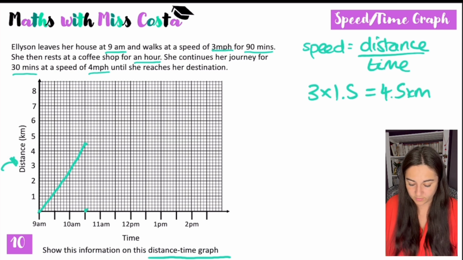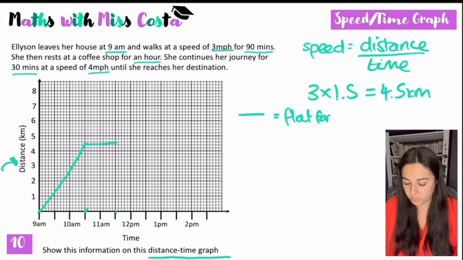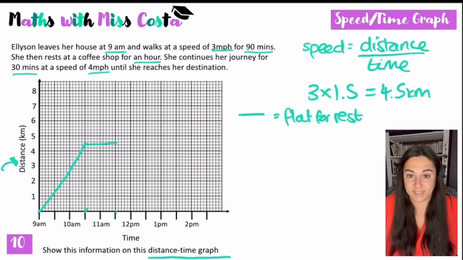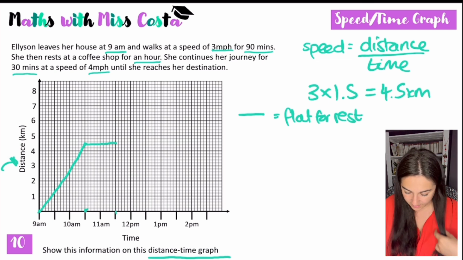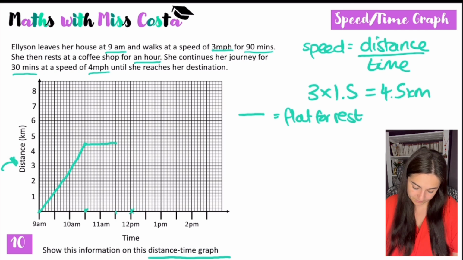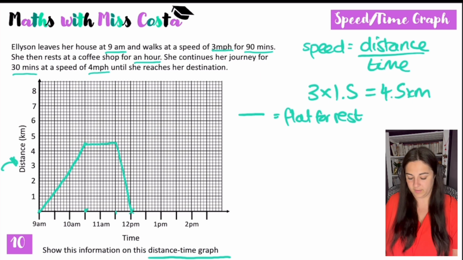She then rests at the coffee shop for an hour. So 10:30 would take me to 11:30 for an hour. And when you are resting on a speed distance time graph, the line is always flat. When you're not moving, it is a flat line, because obviously your distance isn't changing. Then she continued her journey for 30 minutes at a speed of 4 miles per hour. So I know that would take me to 12 p.m., because 11:30 to 12 is 30 minutes. And actually, I don't even need to do any calculations because I just have to join the line up. And that is all you need to do for your speed distance time graph.